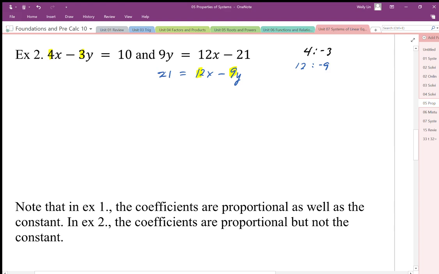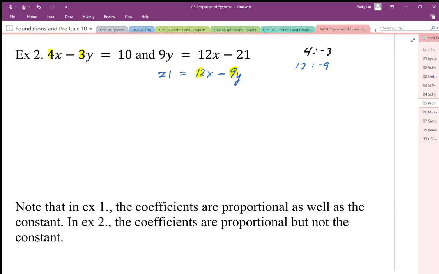So what we can then do is take a look at the constant, and the constant is not in the same proportion. So this is a times by 3 proportion. Here, if we times it by 3, we don't get the same coefficient. Okay, so these are parallel lines, but they're not the same line, so they were not infinite solutions, but zero solutions, parallel lines that don't cross.